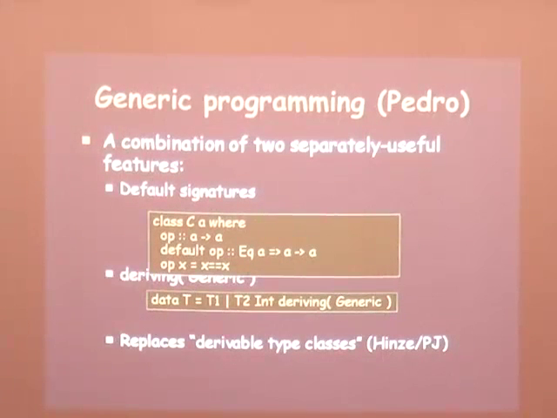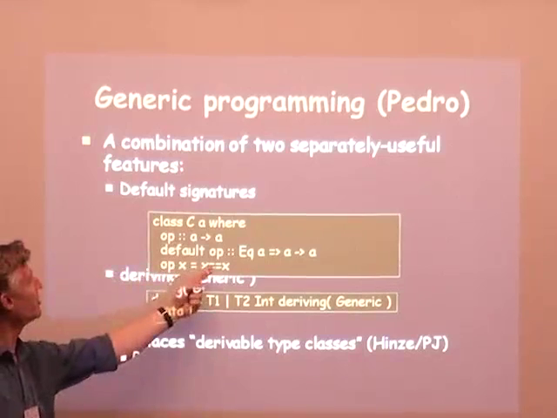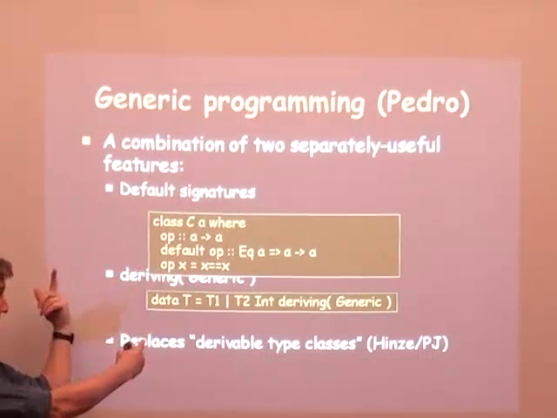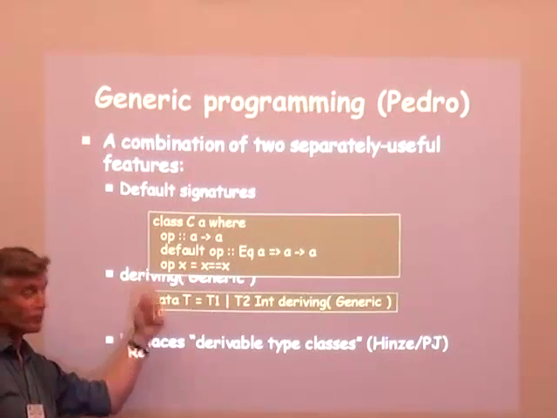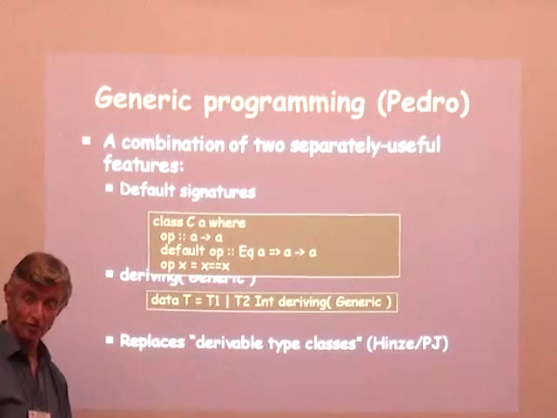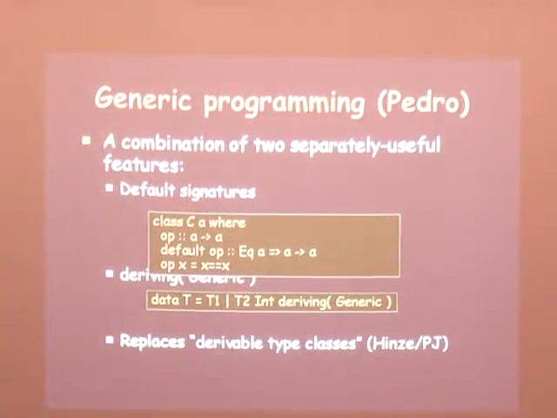So if in an instance declaration you don't supply code for op, it'll fill in this code, which will need equality to be sure, but you may be perfectly happy with that. And it turns out this is just enough to implement the one part of the Utrecht proposal for deriving. That's very nice, and it's going to be useful for other things too.